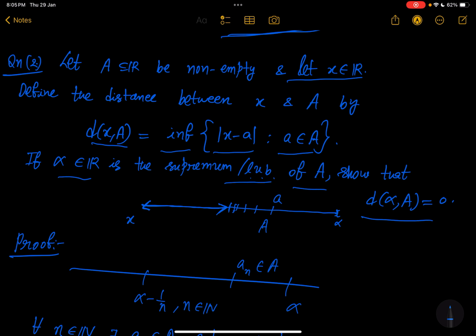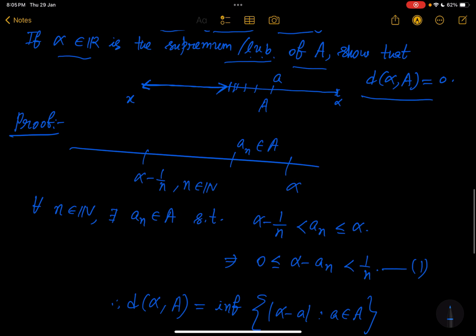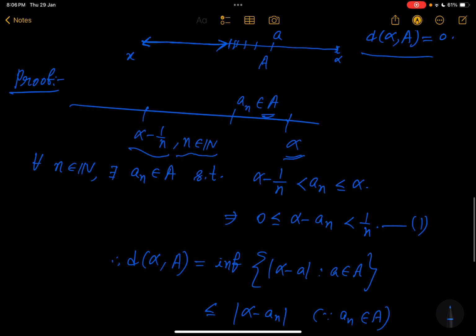This is what you have to prove. So if alpha is my least upper bound, then take any n which is a natural number; then alpha minus 1/n is less than alpha. Since alpha is the least upper bound, you can always find some element a_n in the set such that a_n is in between alpha minus 1/n and alpha. That is what I have written here. For every n belonging to N, there exists a_n belonging to A such that alpha minus 1/n is less than a_n less than or equal to alpha.